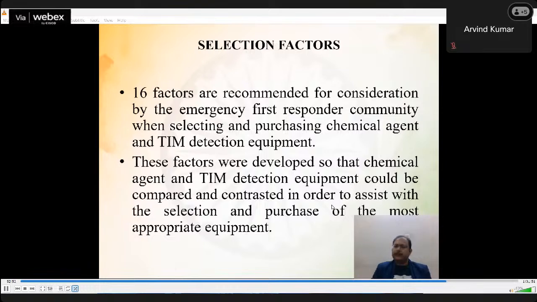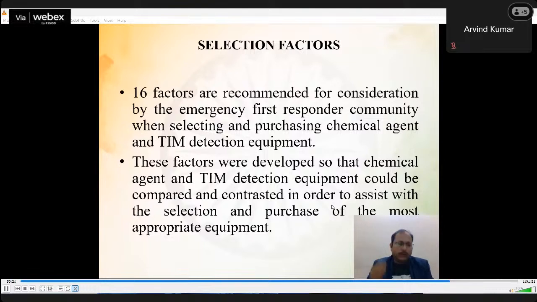So you have to focus upon certain parameters. We have seen around 10, 15 odd technologies and detection tools, but how to use them as common first responders is again a concern. So we focus upon certain selection factors. It is not fixed or a mandate, but there are certain factors recommended for consideration by the emergency first responders community when selecting and purchasing chemical agents or toxic industrial material detection equipment.